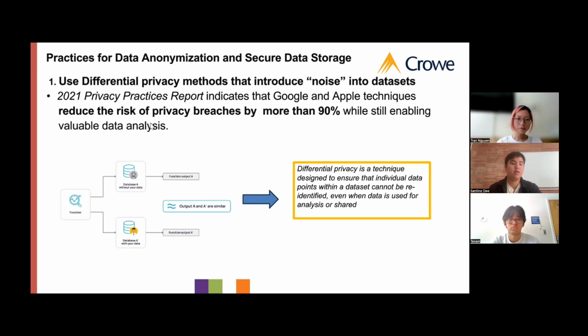Lastly, we're going to talk about the practices for data anonymization and secure data storage. Particularly, we want to use the differential privacy technique, which is designed to ensure that individual data points within a dataset cannot be re-identified, even when data is used for analysis or shared. It works by adding noise or random data to the dataset, making it impossible to link the results back to specific individuals, while still allowing useful statistical analysis. Google and Apple were pioneers of this method. According to the 2021 Privacy Practices Report, this has been shown to reduce the risk of privacy breaches by over 90%, ensuring that sensitive information remains anonymized even when aggregated data is used.